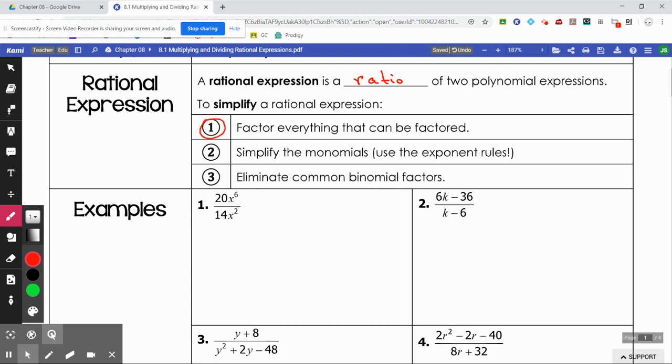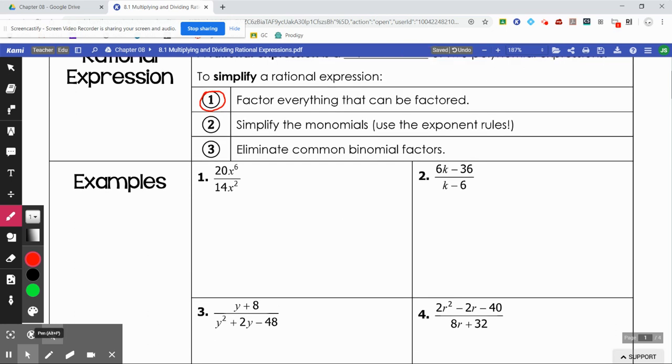Step number one, we're going to factor everything that can be factored. Step number two, simplify any monomials using our basic exponent rules. And then we're eliminating binomial factors.